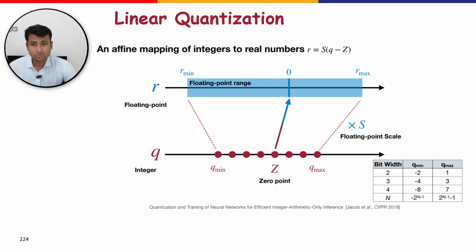This is the diagram which makes clear what is actually happening. In this floating point range we have an rmin and rmax, and there is a 0 in here. Based on the number of bits we have, if we have 2 bits, we can go from minus 2 to 1. If we have 3 bits, we can go from minus 4 to 3. If we have 4 bits, we can go from minus 8 to 7. If we have n bits, we can go from minus 2 to the power n minus 1, to 2 to the power n minus 1, minus 1. I had made a mistake here in the previous slide, so you can just correct that.